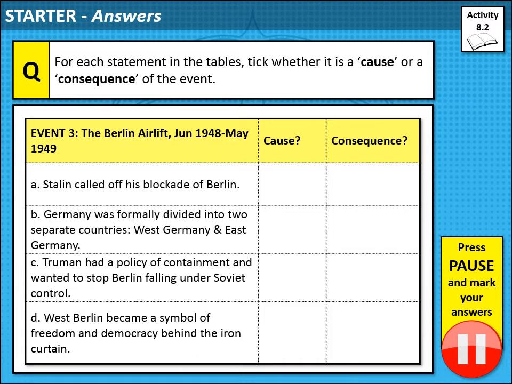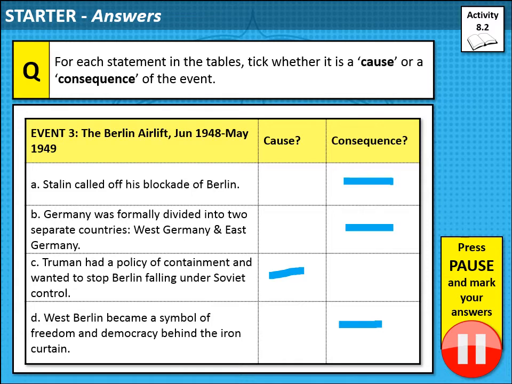And here's our final event, the Berlin airlift. We have a result or a consequence. Stalin called off his blockade. We have another consequence. Germany was divided formally into two countries. We have a reason why Truman launched the airlift. And we have another consequence here. West Berlin became a symbol of freedom behind the Iron Curtain.